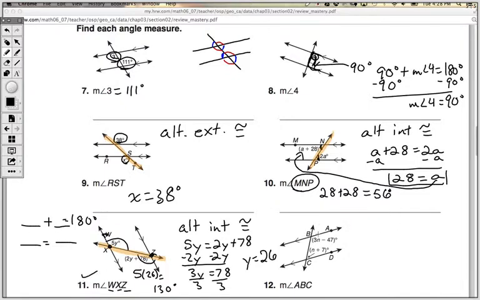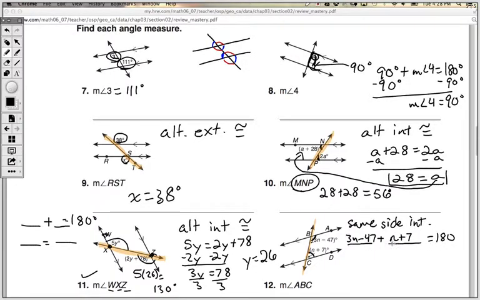Let's go on to number 12. What's happening here? We have this angle and this angle. This is new. Now we're talking something different. The expressions are 3n minus 47 and n plus 7. Notice that these are same side interior angles, meaning they're both inside the two parallel lines and both on the same side of the transversal. That means they add up to 180. So I'll have 3n minus 47 plus n plus 7 equals 180.